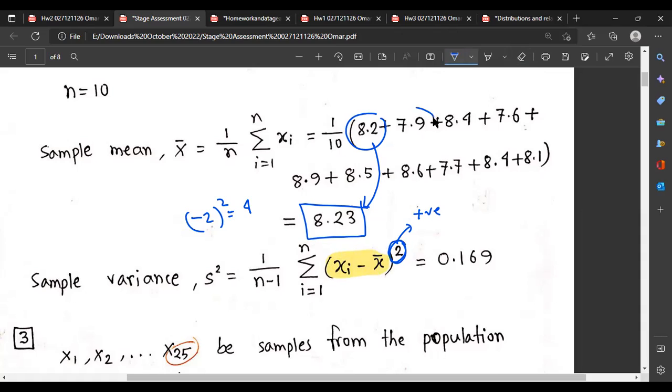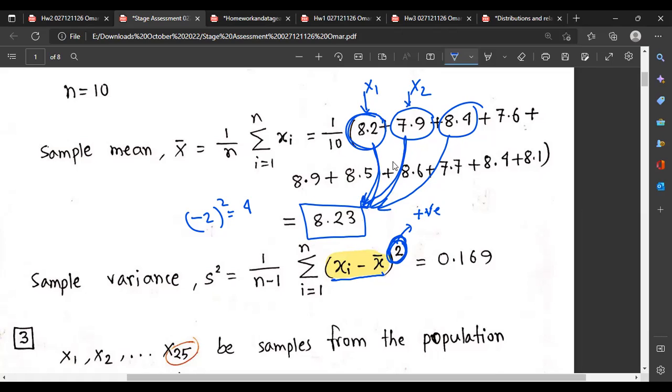And then again, 7.9 minus 8.23, 8.4 minus 8.23, okay? This part means xi minus x bar. Here it is xi, that means x1. Here it is xi, that means x2, okay? So x1 minus mean, that means 8.2 minus 8.23, 7.9 minus 8.23, okay? And then we make the square, so that all the values become positive.